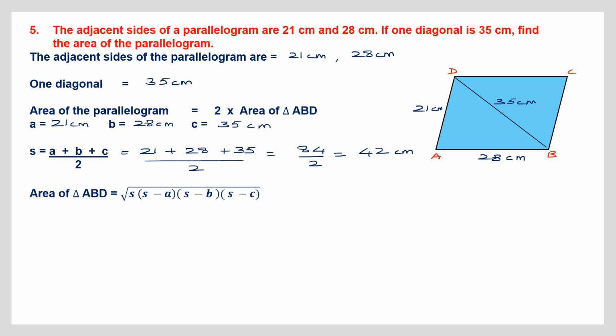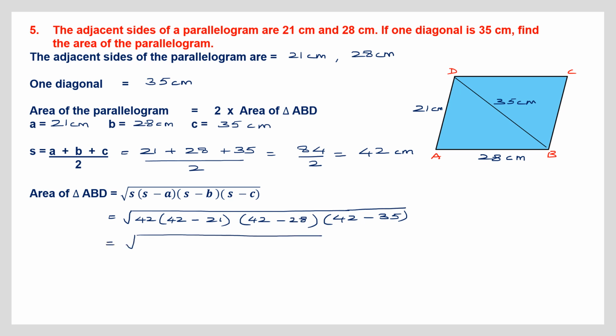So we have got the semi-perimeter, that is 42 centimeters. Now we can find the area of the triangle by using this formula. That is semi-perimeter, which is 42, into 42 minus side A, which is 21 centimeters, again 42 minus side B, which is 28 centimeters, again 42 minus side C, which is 35 centimeters. So we have to work this out now. So 42 into 42 minus 21 is 21, into 42 minus 28 is 14, into 42 minus 35 is 7.